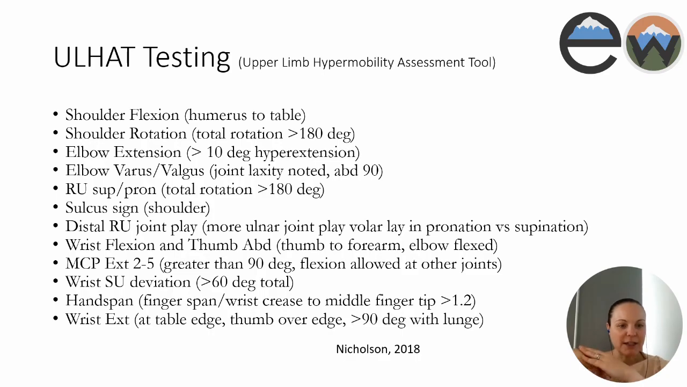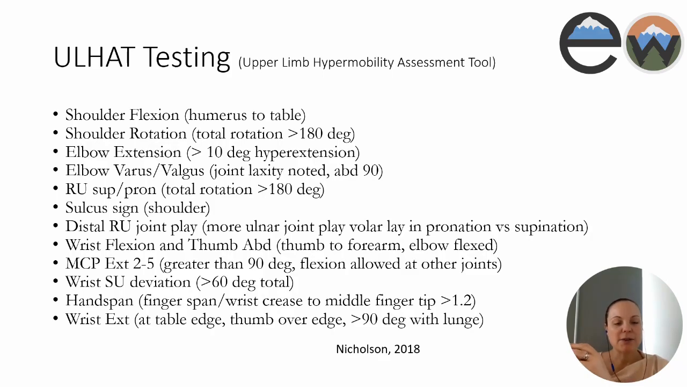Wrist, that's actually ulnar deviation, so it's radial and ulnar, so it's supposed to be RU, sorry. Basically, it's that windshield wiper, and we're measuring to see if it's over 60 degrees. Hand span is a ratio measurement that you do. And then, so the finger span to the wrist crease, and then to the middle fingertip. So just a ratio to work out mathematically.